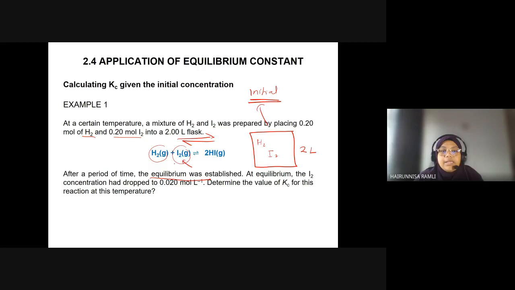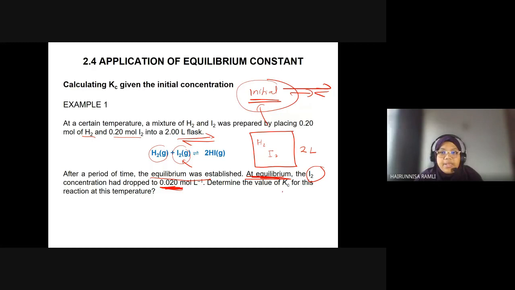Perkataan ini sangat penting. Dia kata at equilibrium. Maksudnya selepas, bukan dekat sini eh. Bukan dekat initial. Selepas dia dah reach equilibrium. Okay. Barulah dia drop kepada 0.02. And this one is for I2 saja. Determine the value of Kc.